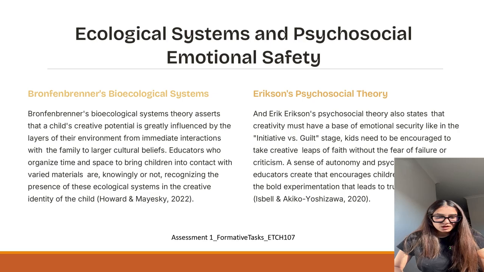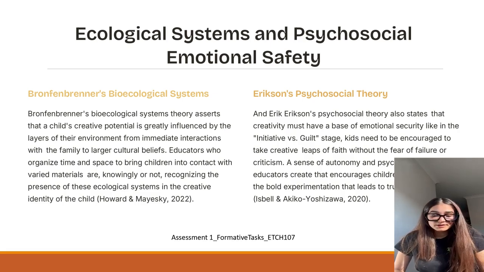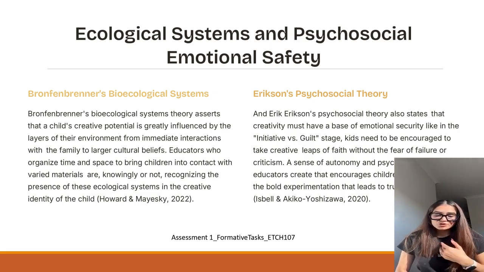The next one is ecological systems and psychological emotional safety. Bronfenbrenner and Erikson remind us that creativity doesn't happen in a vacuum. The ecological model highlights how a child's environment, from home to wider community, shapes their creative identity. Meanwhile, psychological theory emphasizes emotional safety. During the initiative versus guilt stage, children must feel empowered to take risks. If we provide a judgment-free zone, children gain the autonomy needed for authentic innovation.